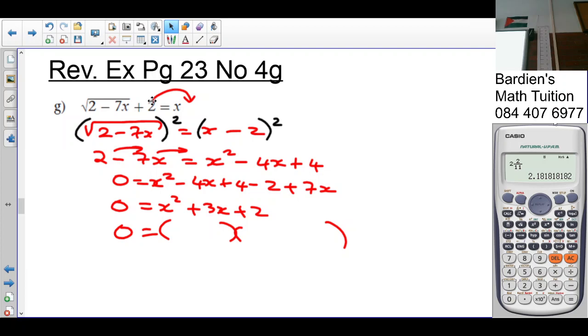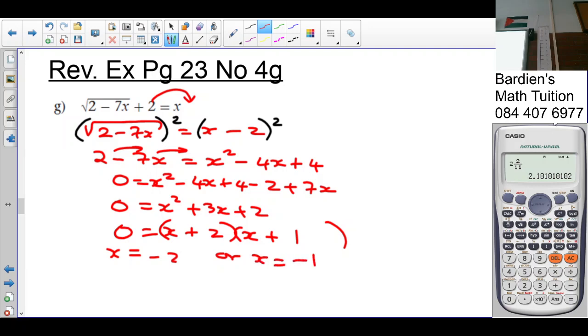Okay, so what do we get? x plus 2, x plus 1. What's the next thing we need to do? Solve for x. So x equal to minus 2 or x equal to negative 1. What's the last thing we need to do? Check. Alright? So let's check.